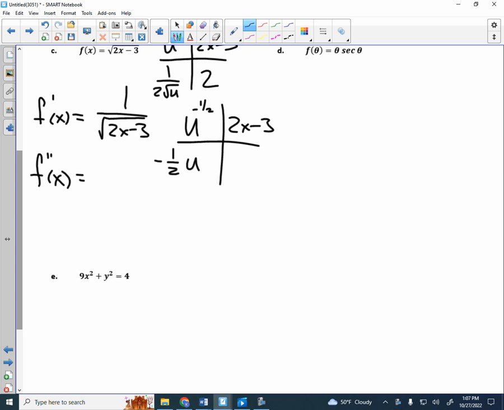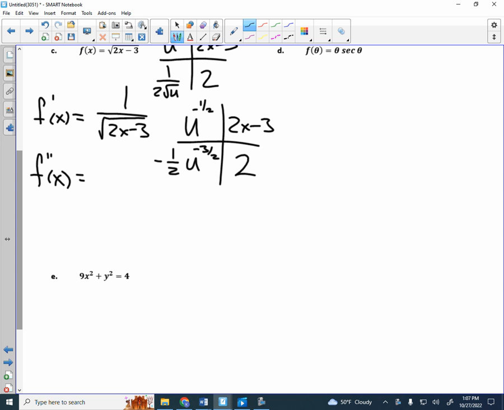So I got the negative 1/2 in front. U to what power? Negative 3 over 2. Good. Yep. If you subtract 1 from negative 1/2, you get a negative 3 over 2. And then the derivative of 2x minus 3 is still just 2. So when you multiply those, the 1/2 and the 2 will cancel.